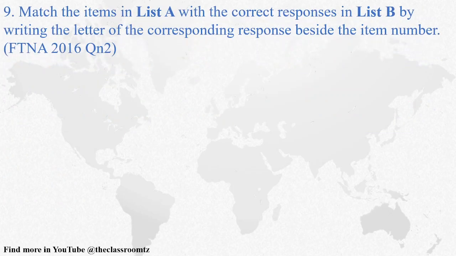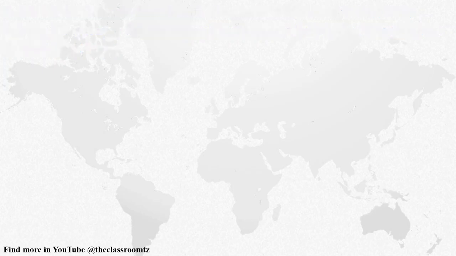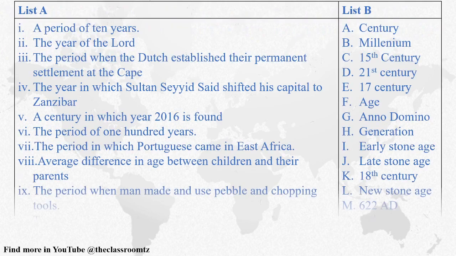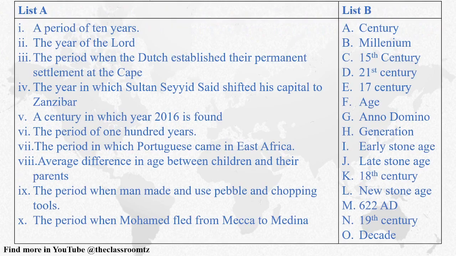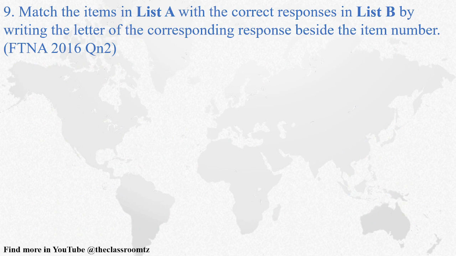And here we have question number 9. Question number 9 was a matching item. And in matching items, we have list A and list B. So let's check how it looked. So that was the question. Actually, it was question number 2, 2016.